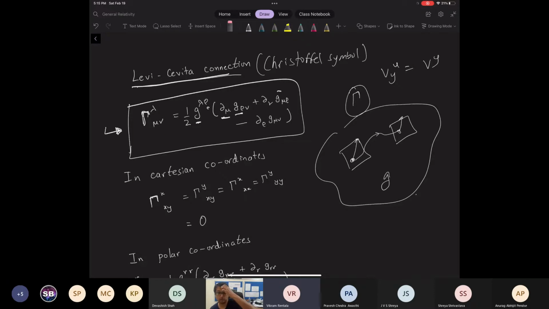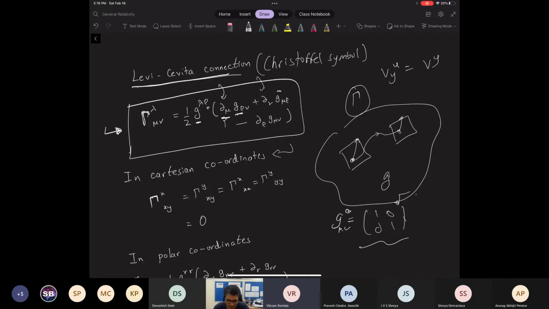Okay, so now that we have this Levi-Civita connection, we can work this out in different coordinate systems. In our Cartesian coordinate system, any entry of G we saw in the Cartesian coordinates, G mu nu was 1, 1, 0, 0. So the entries of this matrix were coordinate independent, which means when I take derivatives of them, they will all be 0, because these are derivatives with respect to spatial coordinates.